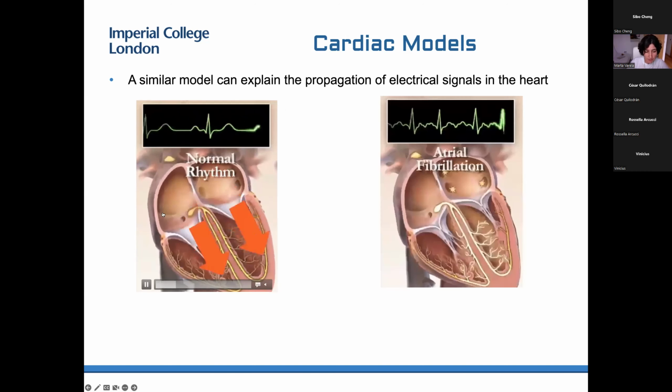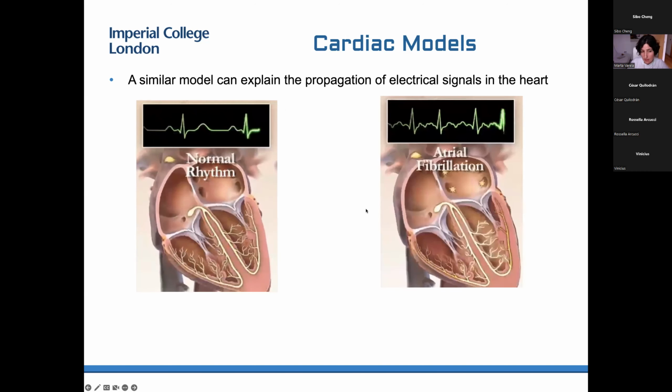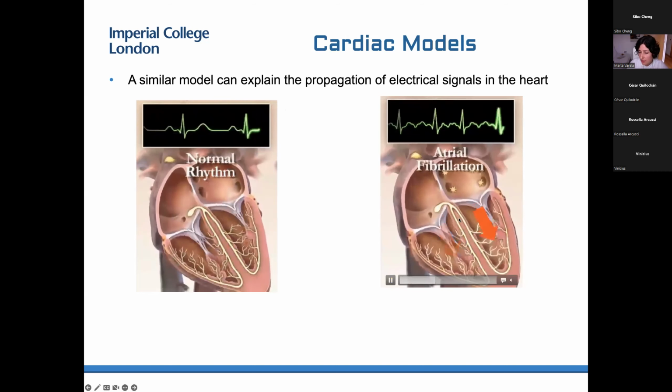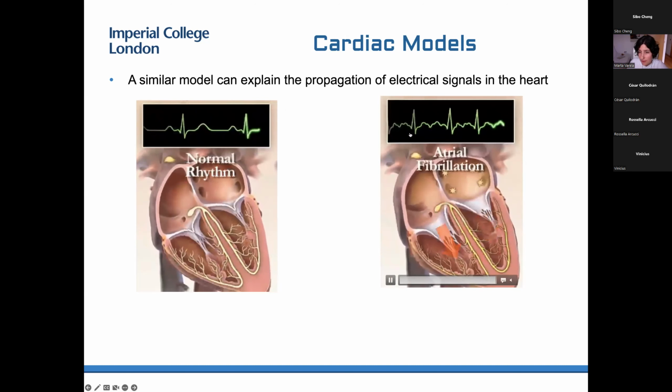You can have perturbations to this rhythm. The most common is something called atrial fibrillation, where the propagation in the atria is irregular, goes back and forth, and leads to these kinds of signals.